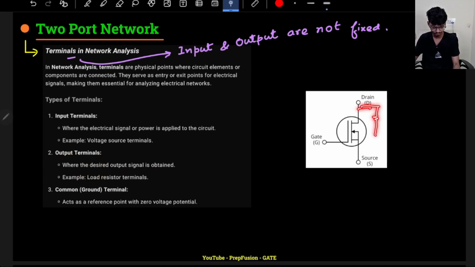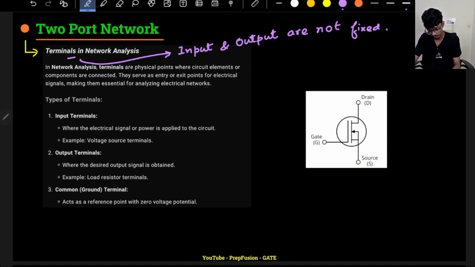It acts as a common source configuration. Basically the source is common between input and output, where the drain is connected at the output and the gate is connected at the input. An example of output terminals may be the load resistor where the loads are connected. Common ground: generally there is a common point between the output and input, which is the zero potential point. Those are known as the common ground terminal or zero potential terminal. Generally we make the source the ground in our MOSFETs, if you have studied that.